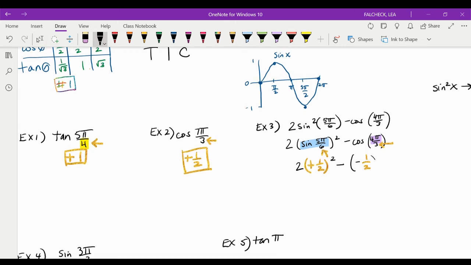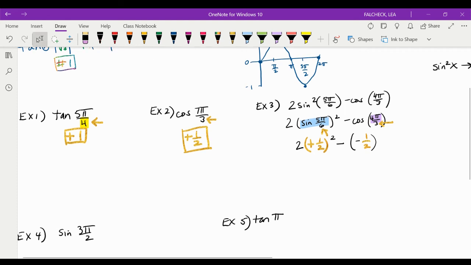All of my trig has disappeared. I'm just working with numbers now. Incredible. So I've got 2 over 1 times 1/2 squared, which is 1/4, minus a negative 1/2 gives me plus 1/2. This is going to reduce to 2/4, which reduces to 1/2. 1/2 plus 1/2 is going to be 1.